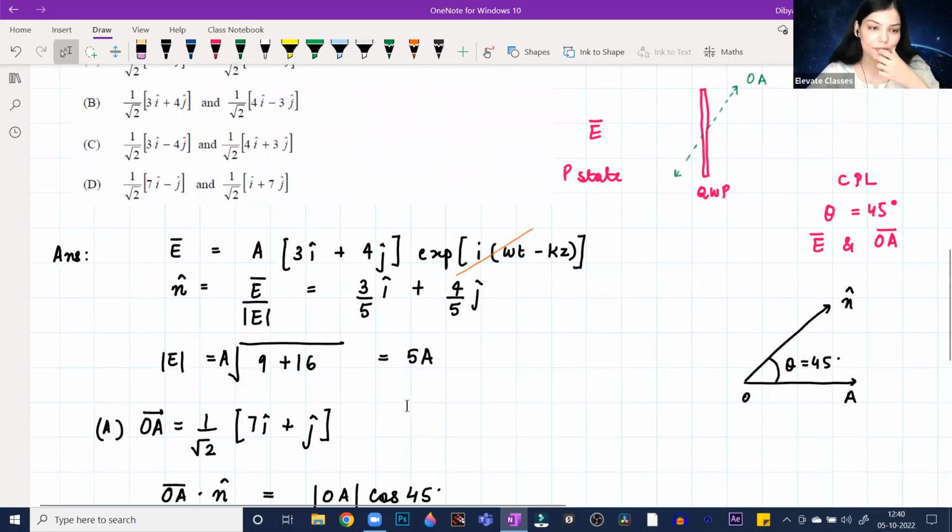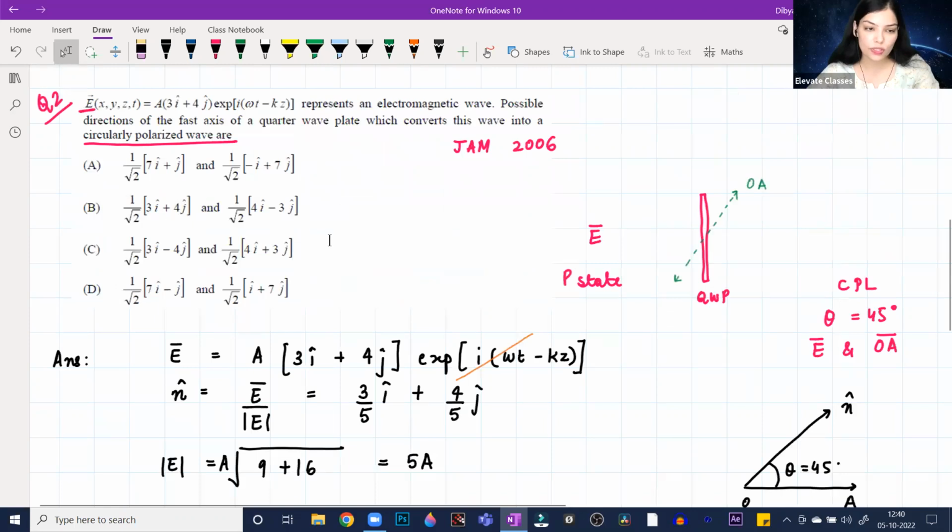Actually, if you look at the options, only 4 numbers are there. Only 7i plus j, minus i plus 7j, and 3i plus 4j and 4i minus 3j.